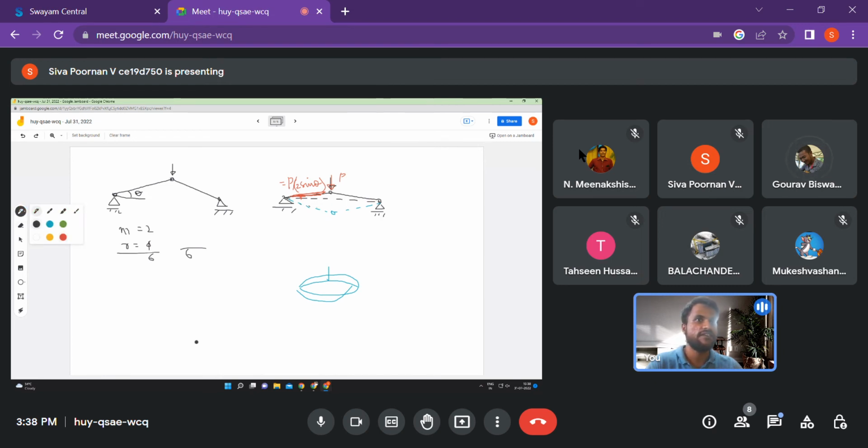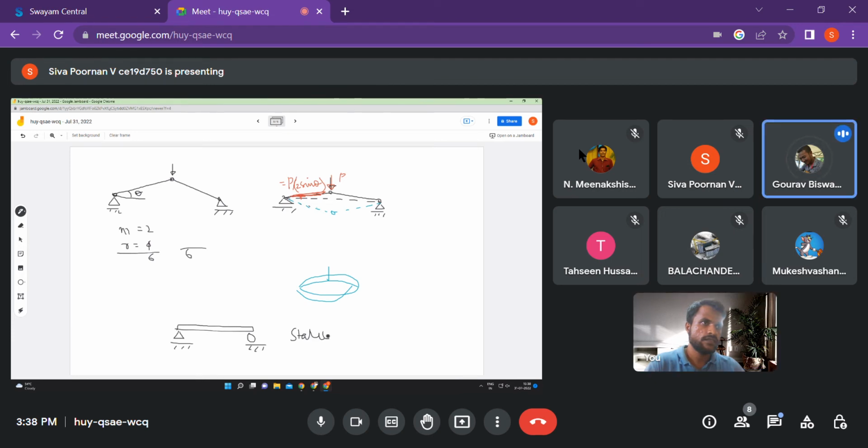Let's say that we have a beam structure. So let's say we have a simply supported beam. How do we know that this is statically determinate? Is there any rule here? Every one of us knows that this is statically determinate. But how do we know? So instead of having a rule, we are just doing it manually.